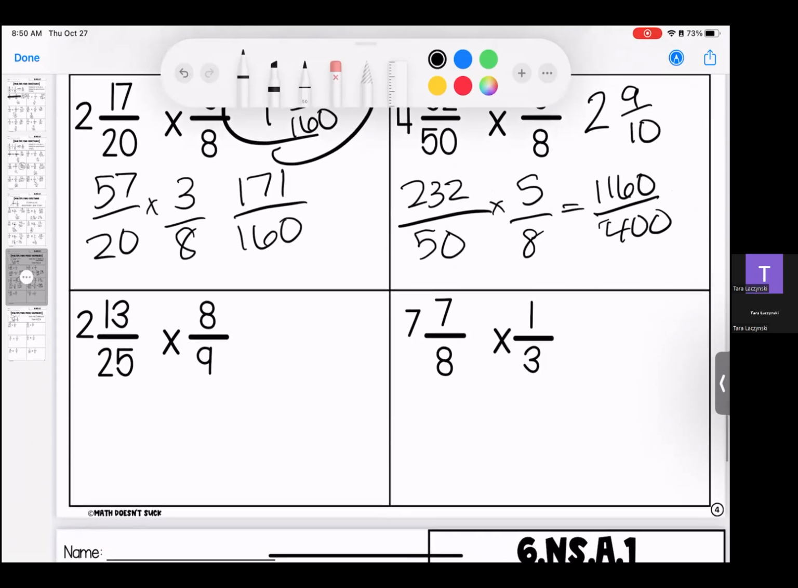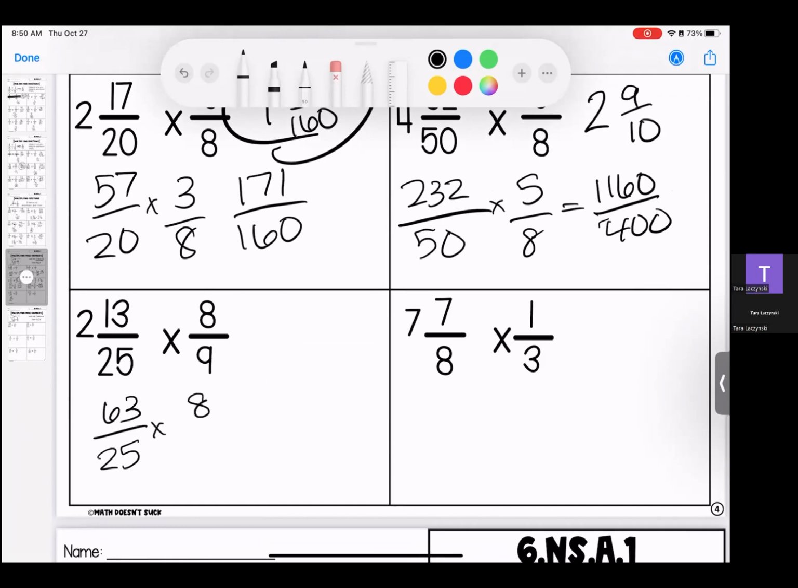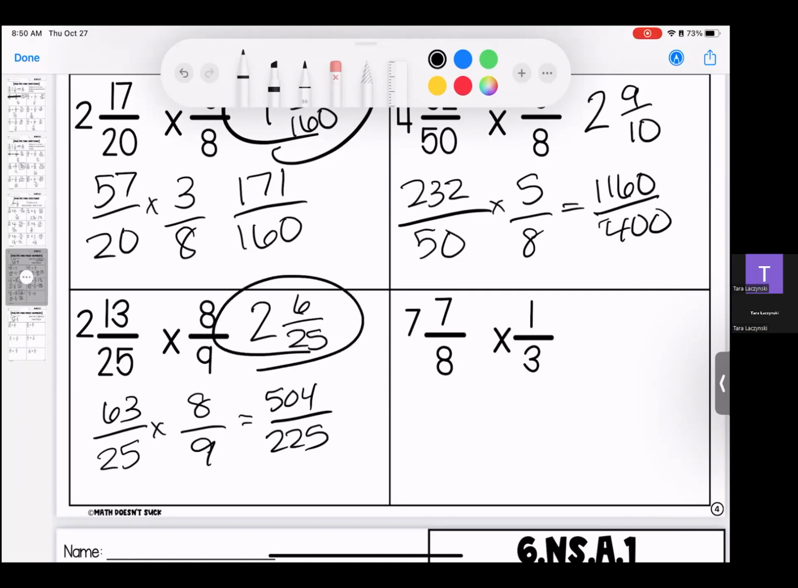Down the bottom, 25 times 2 is 50. Add 13 is 63 over 25 times 8 over 9. Not cute, but not as bad as the last one, right? So 63 times 8 gives me 504. 25 times 9 gives me 225. I'm top heavy. I can pull out 2 groups. And I'm going to simplify my fraction to 6 over 25. So 2 and 6 over 25.